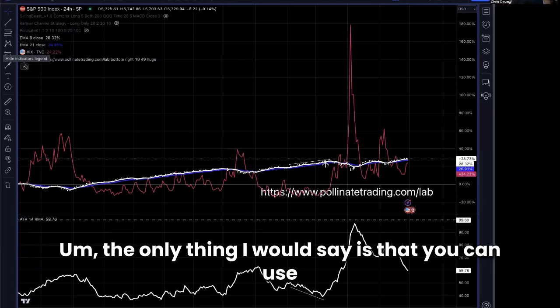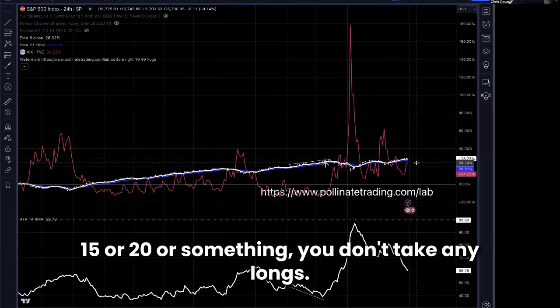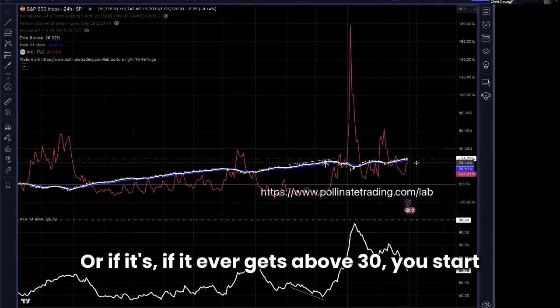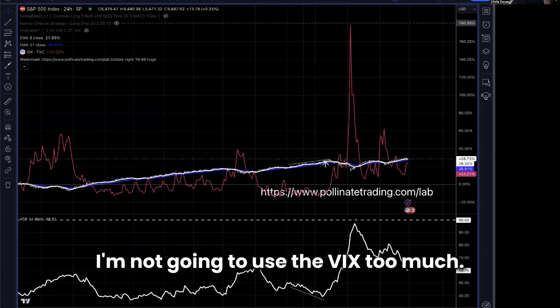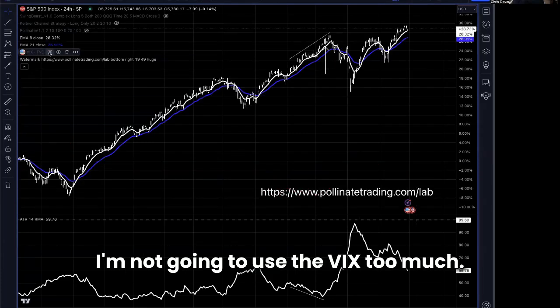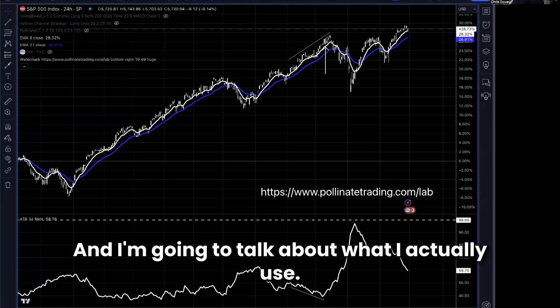The only thing I would say is that you can use the VIX volatility index to say, maybe if it's above 15 or 20 or something, you don't take any longs. Or if it ever gets above 30, you start looking to buy the dip or something like that. I'm not going to use the VIX too much. I don't use the VIX actually much at all. And I'm going to talk about what I actually use.